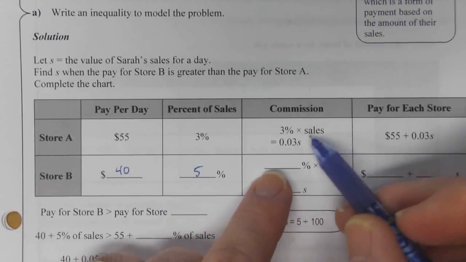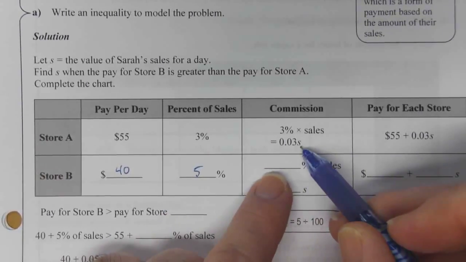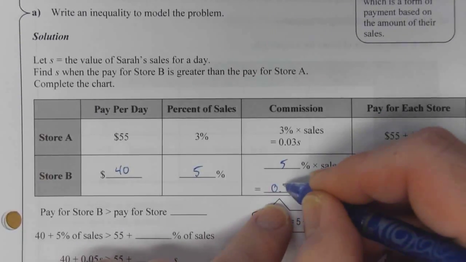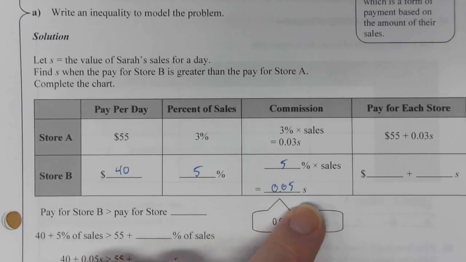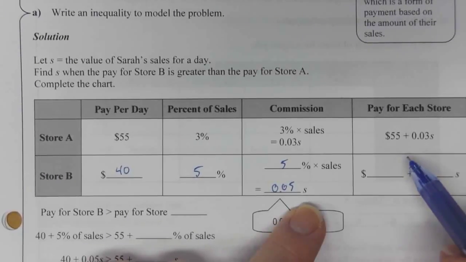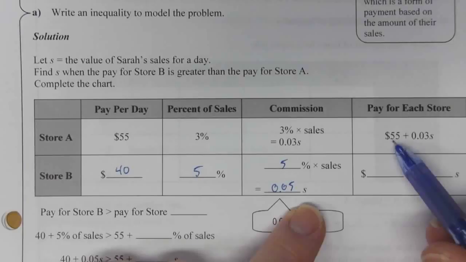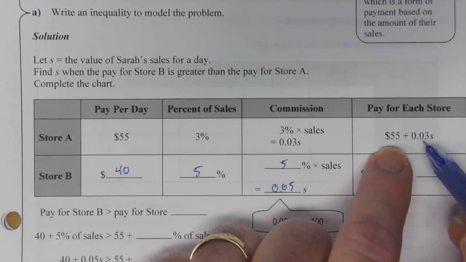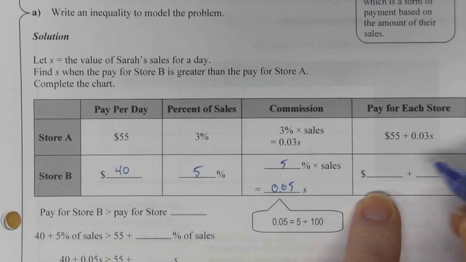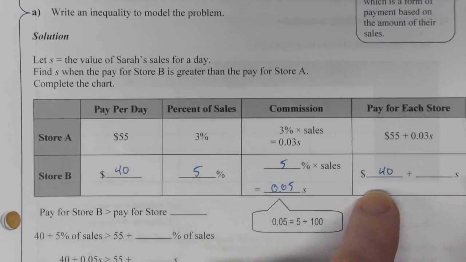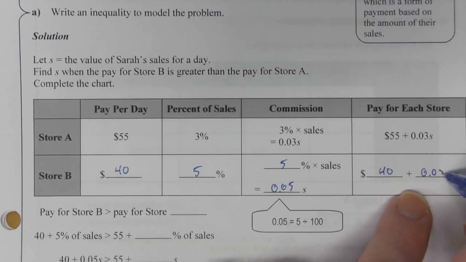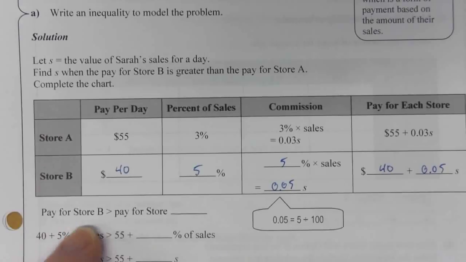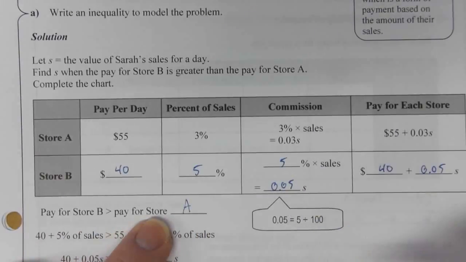So 3% of sales is 0.03 times S. So 5% of sales is going to be 0.05 times S. So if you work at A, you're paid $55 a day plus your 3%, so 0.03 times S. If you work at store B, you get paid $40 plus 0.05 times S. So in order for store B to be greater than store A, that's what we're trying to solve.